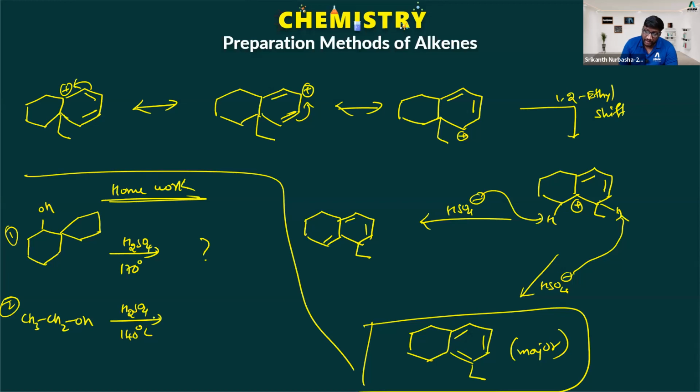At 140 degrees Celsius, what will happen is the CH3CH2OH is there, right? That OH will be converted to OH2 plus. The first step is simple. Now in the second step, we have another molecule of CH3CH2OH, right? This other molecule of alcohol is also going to act as a nucleophile. Alcohols can also behave as nucleophiles.